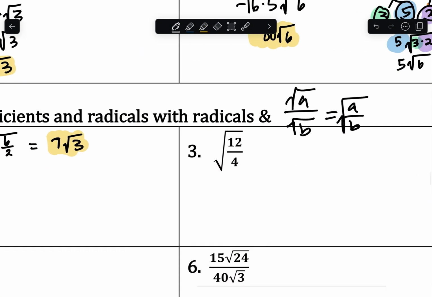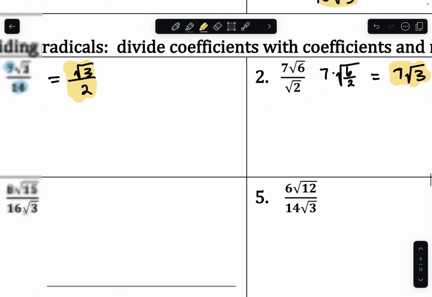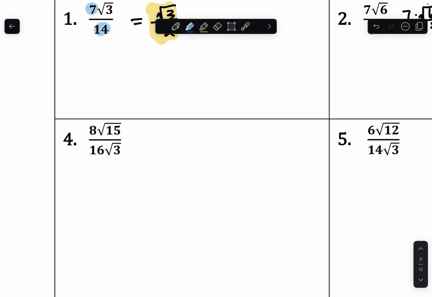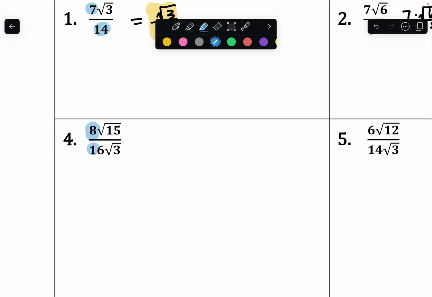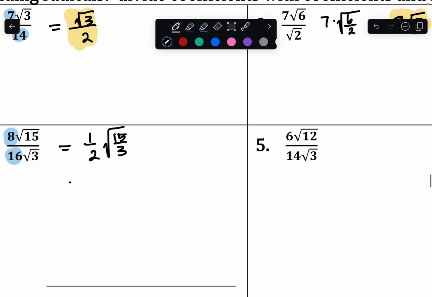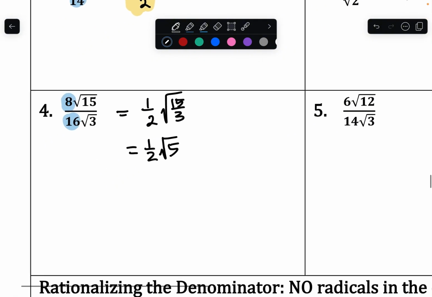Okay, here we have 12 divided by 4 under the radical, which is just 3. Here, let's focus on the 8 over 16 first. 8 over 16 is 1 over 2. And then we have a 15 over 3 inside the radical, which simplifies to 5. So there's two ways you could write this. 1/2 square root of 5, or since that 2 is on bottom, you may just see it as square root of 5 over 2.